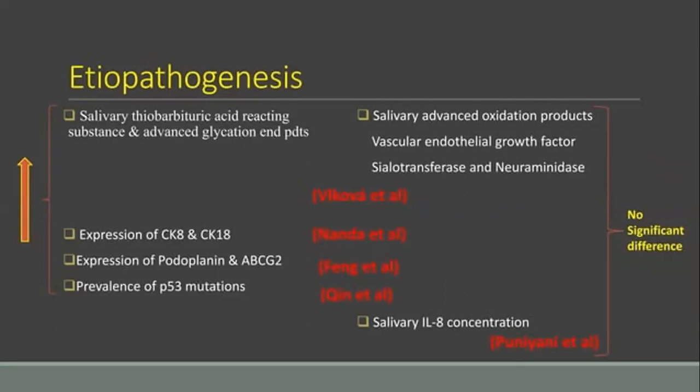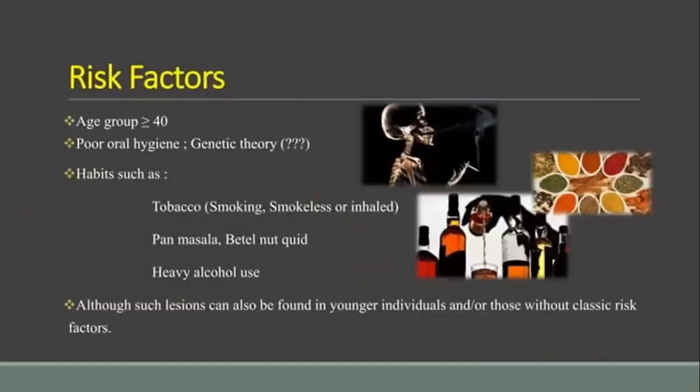Etiopathogenesis. Salivary thiobarbituric acid reacting substance and advanced glycation end products, expressions of CK8 and CK18, expressions of podoplanin and ABCG2, prevalence of P53 mutations. No significant difference is still seen.